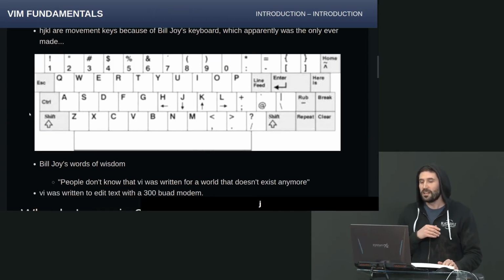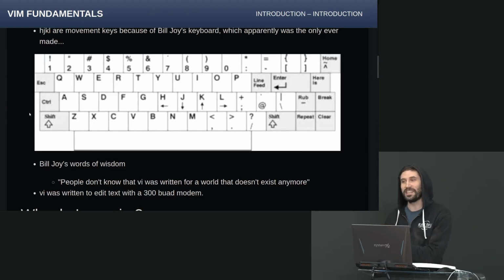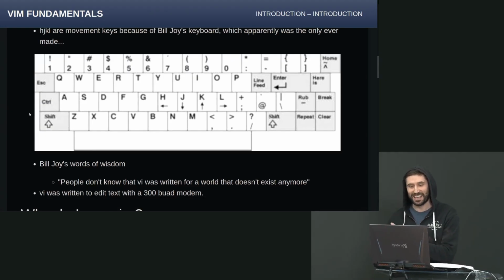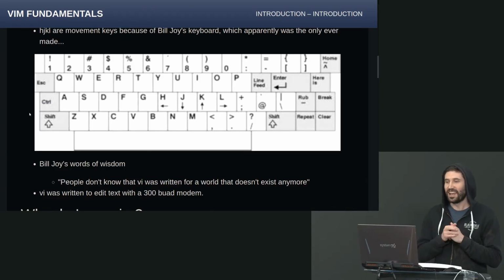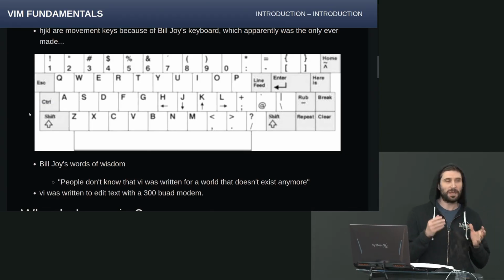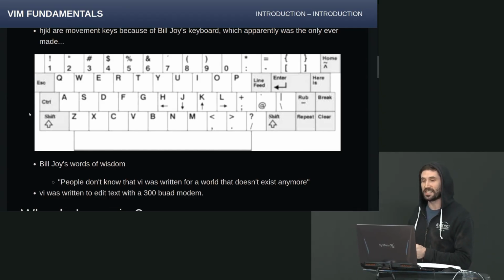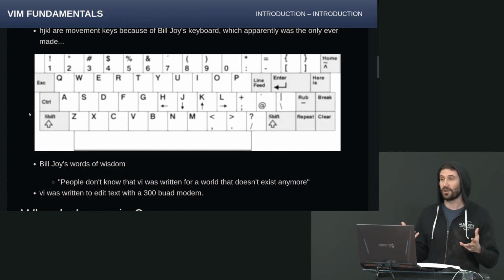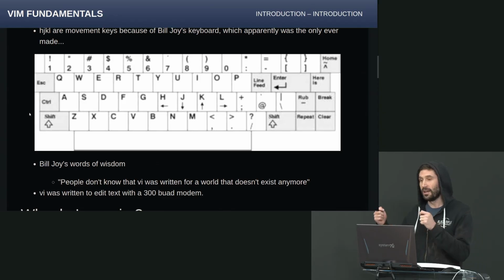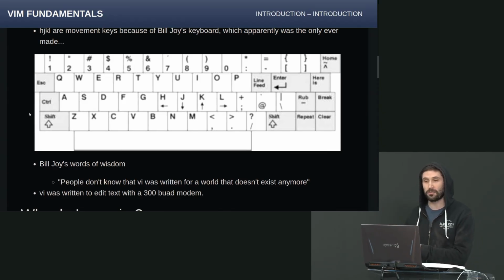And so Bill Joy did eventually quit using Vim and started using Emacs. And when he did that, he kind of left us with a little bit of words of wisdom. His words of wisdom were that people didn't know that VI was written for a world that doesn't exist anymore. In other words, VI was originally written so he could edit code at home, and all he had was a 300 baud rate modem.